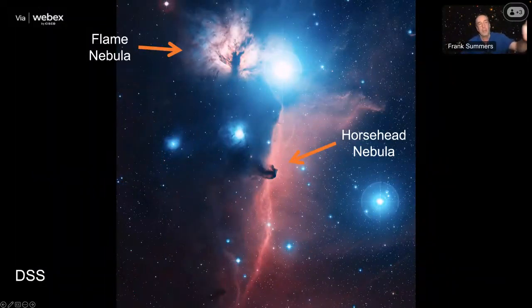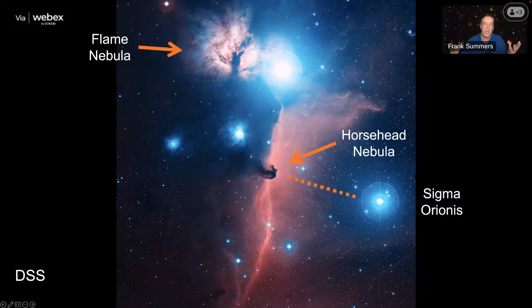So up in the top, next to Alnitak, which is the left star of Orion's belt, is the Flame Nebula. And then below that is the Horsehead Nebula. And the Horsehead Nebula is that dark thing pointing left to right, okay? And one thing you should notice when looking at this scale is that the Horsehead actually points towards that bright star, Sigma Orionis, okay?